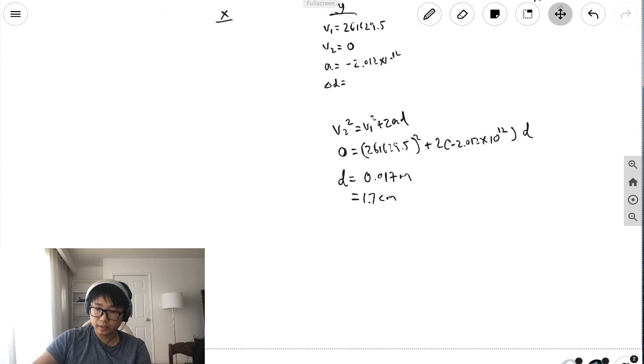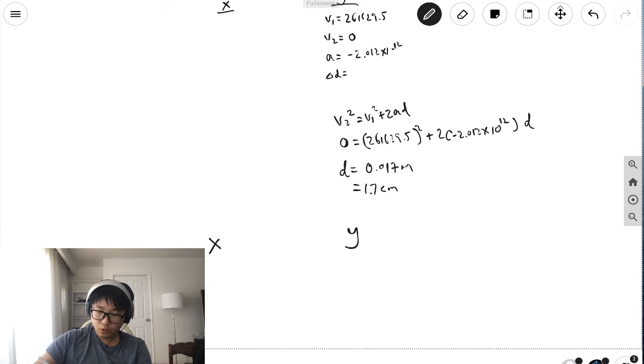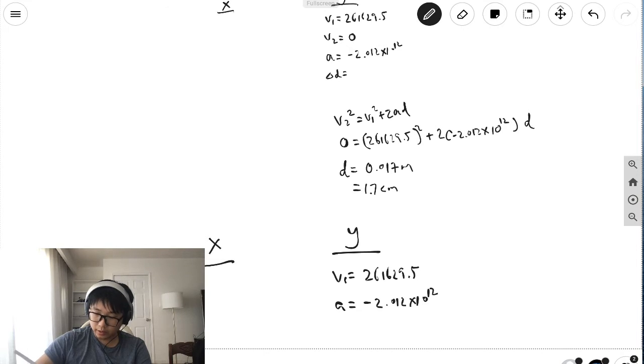So I'm going to set up X and Y again. This time, V1 is still the same as 261629.5. V2 though, I don't really need this time. Acceleration is still the same, negative 2.012 times 10 to the 12, not negative 12. This time, what can I say about the delta D though? If it lands back at the same spot in the Y direction, the delta D is pretty much 0, right?